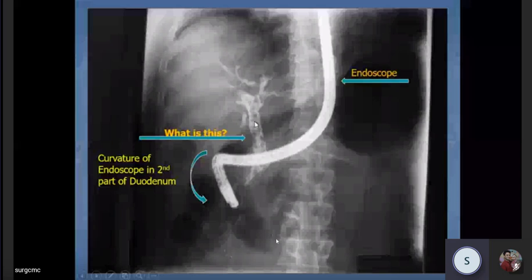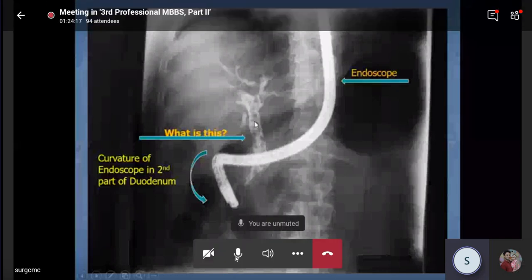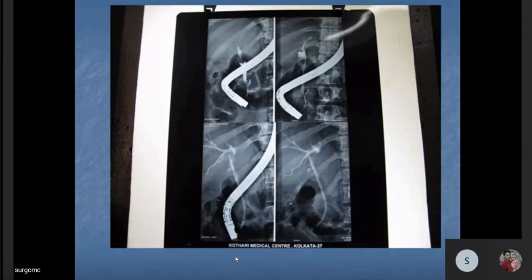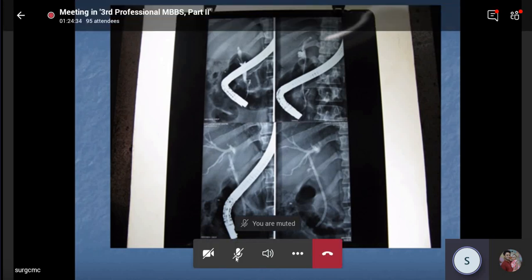These are all our ERCP pictures. All this kind of radio opaque. Yes. Very pertinent question. First of all, ERCP, you can visualize up to the second part of duodenum.